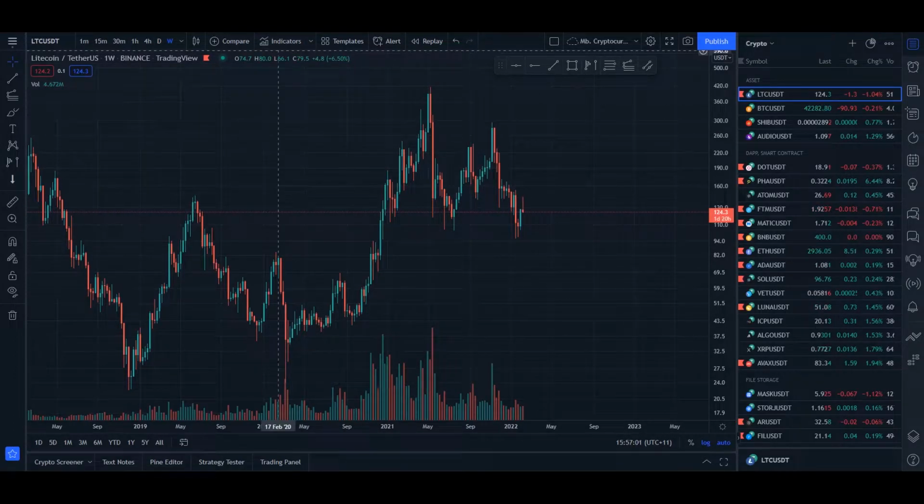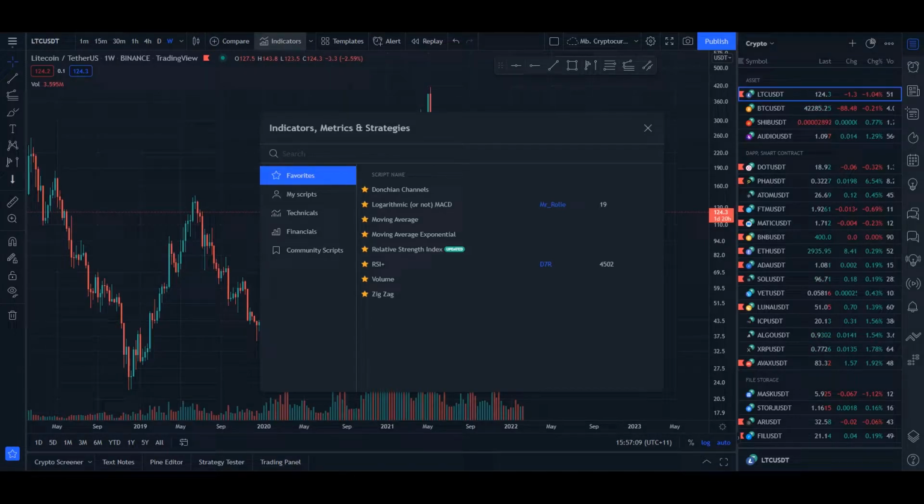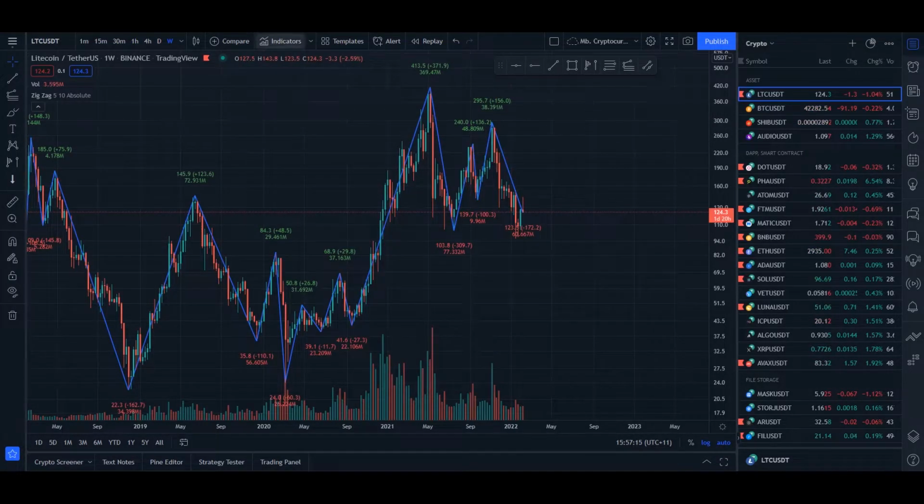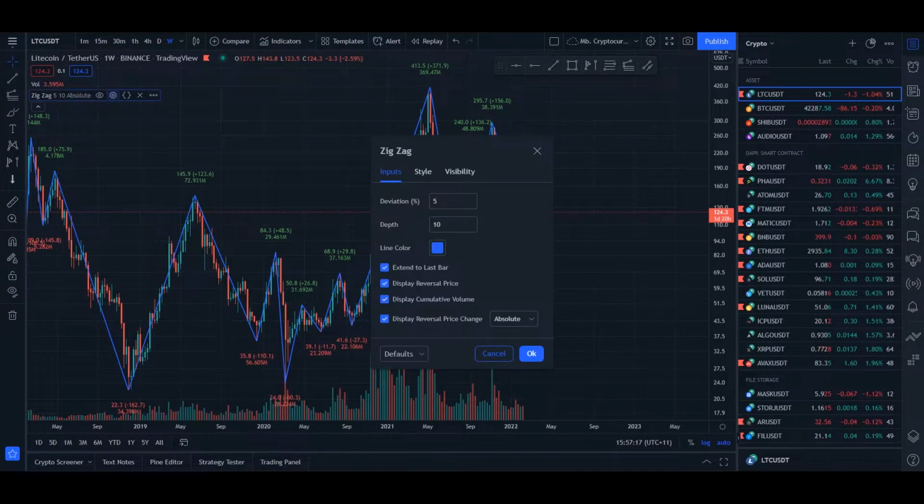But I don't really want to guess with my eyes. I'm just going to use an indicator to make it even easier. So you press Indicators, and you just search for zigzag. This is my favorite one as well. Press it, and this will bring it up. Now let's just press on settings.